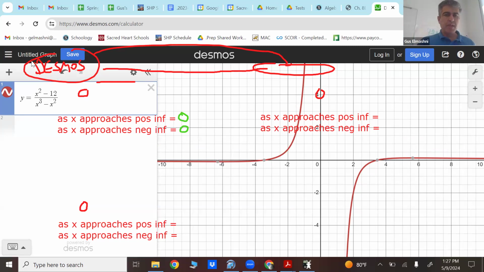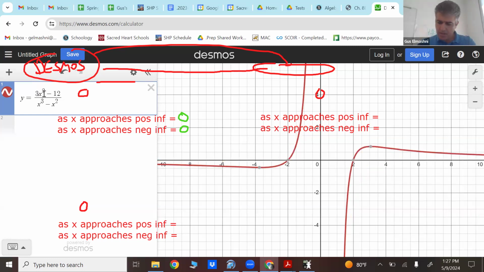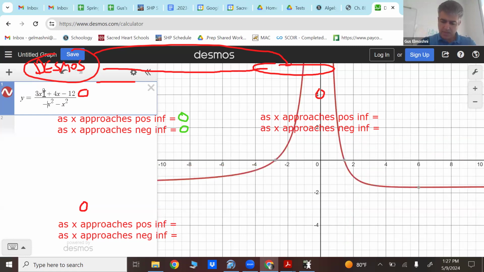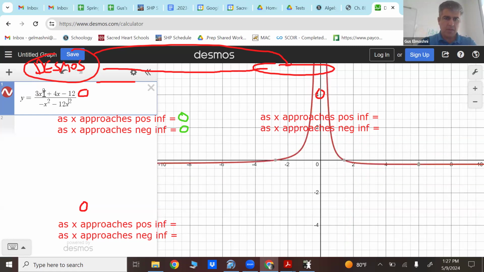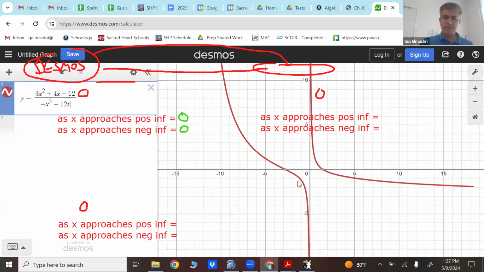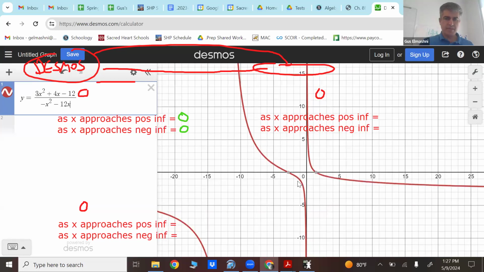Okay, let's do the next one. The next one's going to have 3x squared plus 4x, and down below, negative x squared minus 12x. Okay, interesting. Did I do that right? Seems a little funny to me. Oh, no, we're good. We're good.